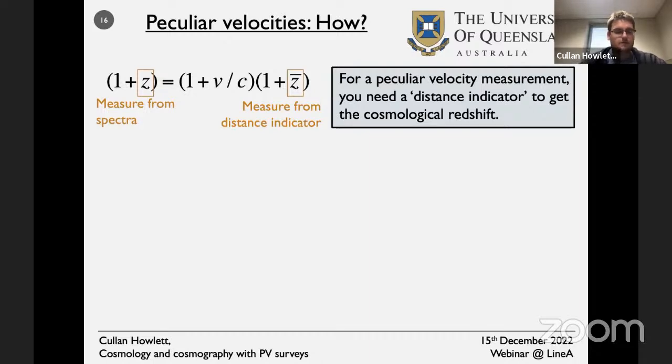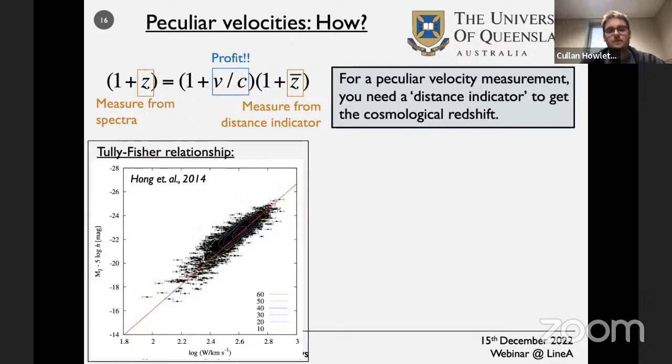Many of you will have heard of perhaps the most famous distance indicator, which is type 1a supernovae. So you can use type 1a supernovae to get pure velocities. However, type 1a supernovae are pretty rare. So what we use in practice, at least for the larger samples, is these two relationships. And these are the two that I'm going to focus on here today. But if anyone has any questions about using supernovae for this as well, please do ask me.